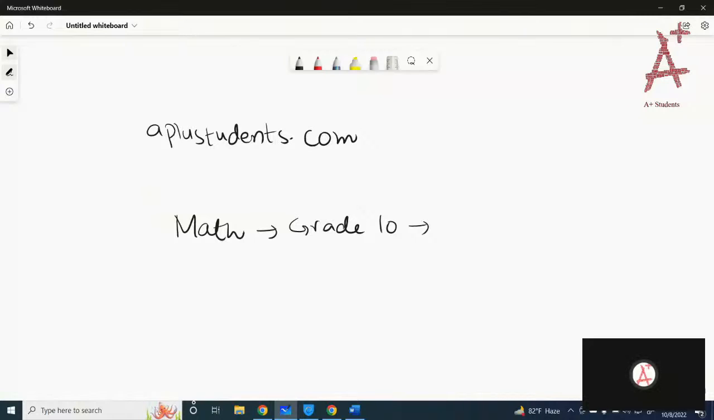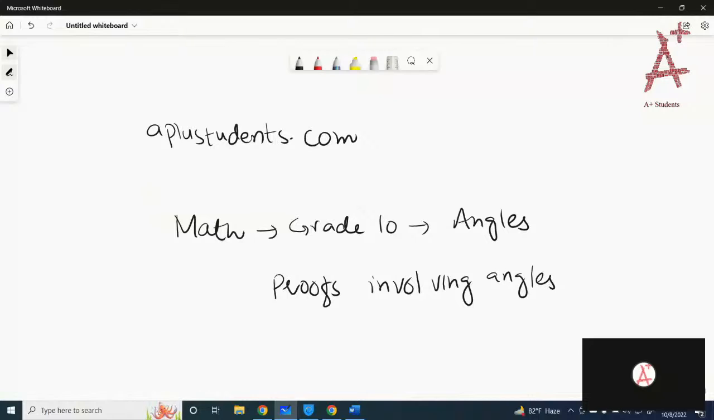And the chapter we are working on is angles, and the topic is proofs involving angles. Please make sure you have your notebook and pencil so that you can note down the important points. Got it? So let's start with the topic that is proofs involving angles.